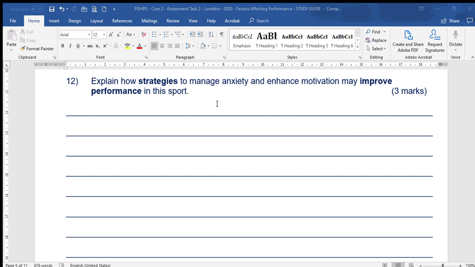Another way we could go is with goal setting. That is on page 47. Your athlete could enhance motivation and manage anxiety by setting realistic goals. All right, so those are the options for that one.